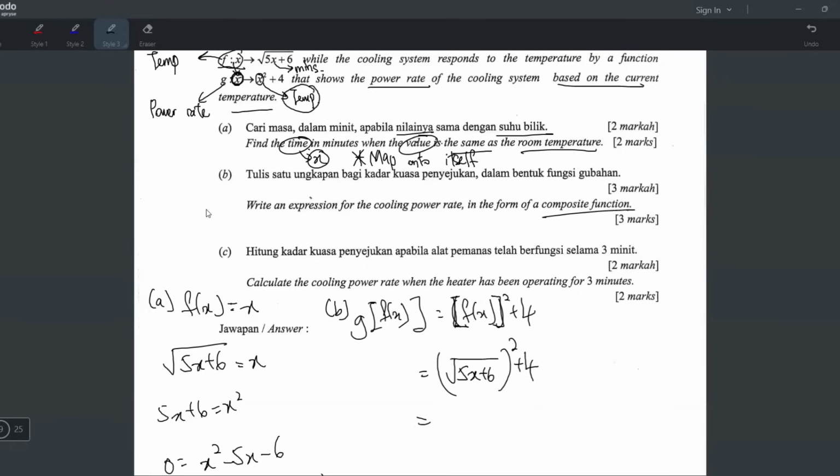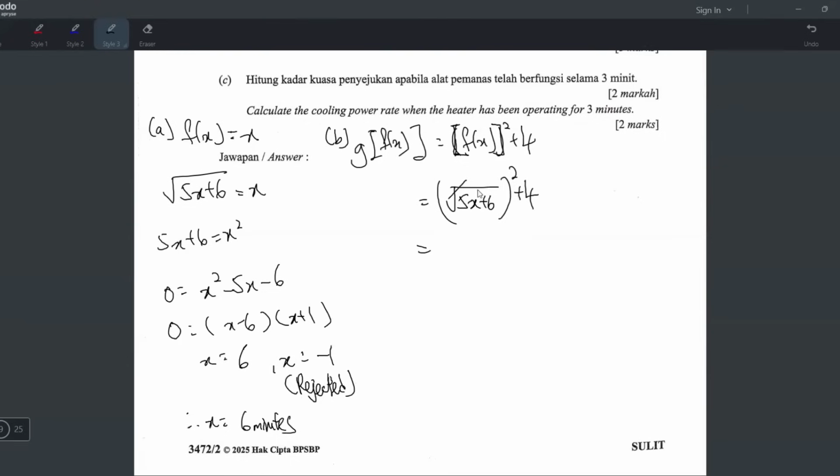Okay, when you see square root and square together, they can cancel out, because square root is power 1 over 2. And then when you power 1 over 2, power 2 is just power 1, okay? And then you're just left with 5x plus 6 plus 4, which is 5x plus 10. So that is the answer, 5x plus 10.